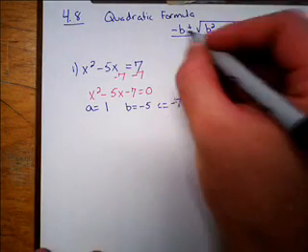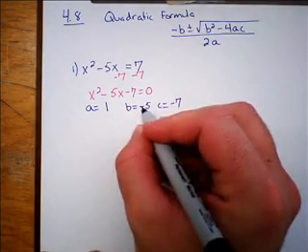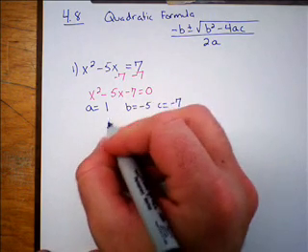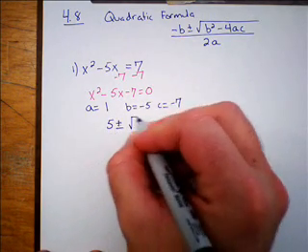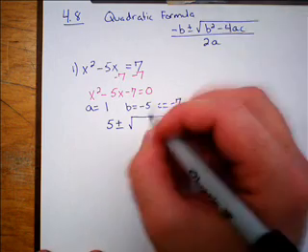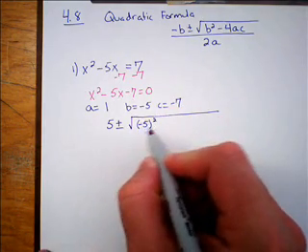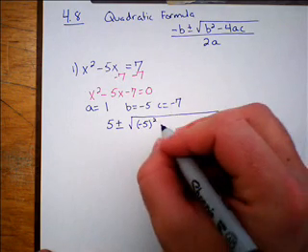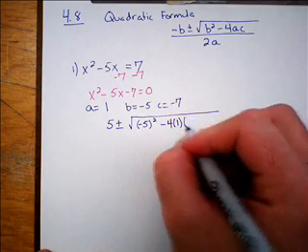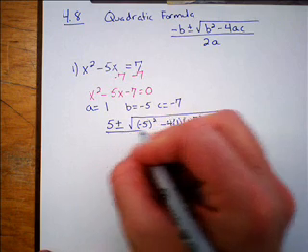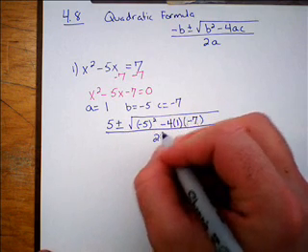So opposite of B, so opposite of negative 5 is positive 5. Then you have B squared, so it's going to be negative 5 squared. Be sure you put that in parentheses. Make sure you square the negative. Minus 4 times A times C, all over 2A.